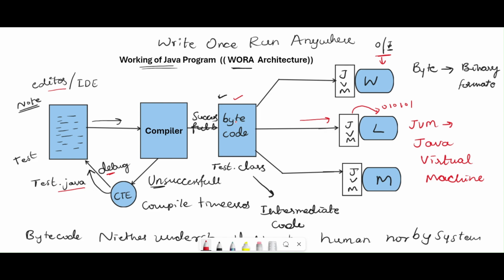If in case compilation is successful, bytecode is generated, but the system cannot understand this bytecode. So for that we have to convert this bytecode into binary format or native machine level language. So for that you have to install JVM in each operating system. So JVM is nothing but Java Virtual Machine. It will read this bytecode and convert this bytecode into binary format. So this is the WORA architecture. So in this way only Java program works.